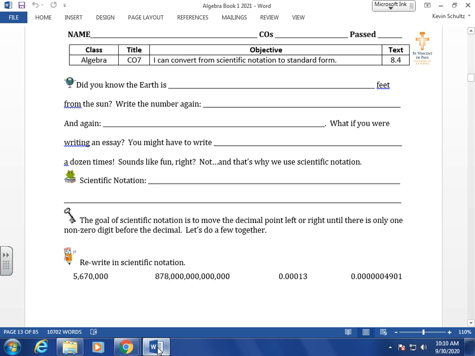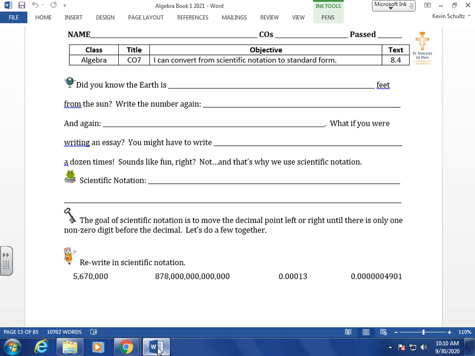Hello and good day. Today in Algebra, we are covering CO7, the final objective of our unit, converting from scientific notation to standard form. And the value of scientific notation comes when you are studying things that are either very, very large or very, very small.